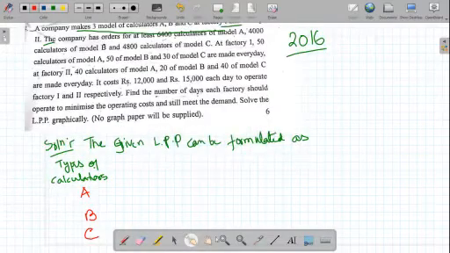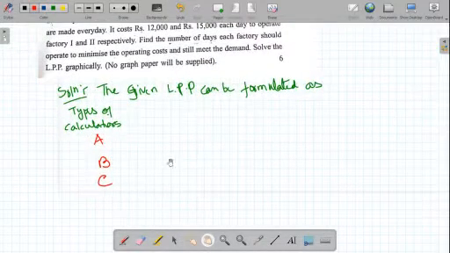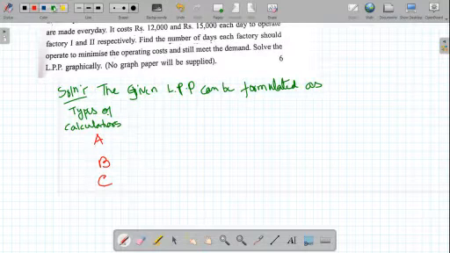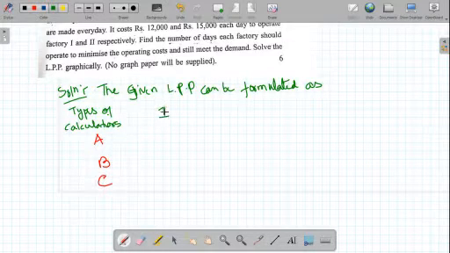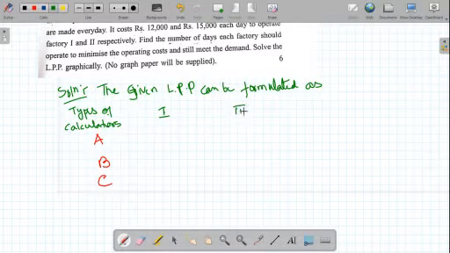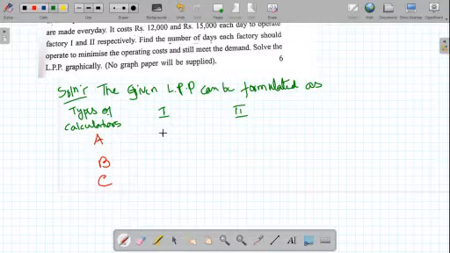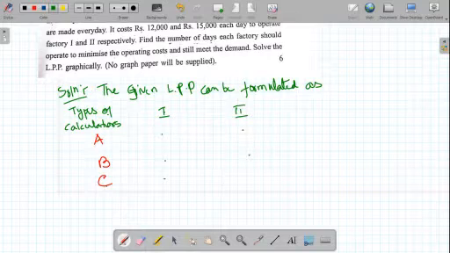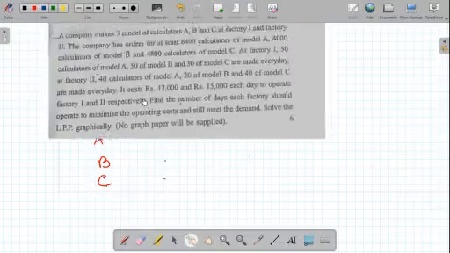Factory, okay, sorry, what was the factory? Factory 1 and factory 2, right? So write down here factory. Let's say this is factory 1, and this is your factory 2. So A is made in factory 1 and factory 2. B is for factory 1 and factory 2. C also requires factory 1 and factory 2. Now let's see what the given conditions are.